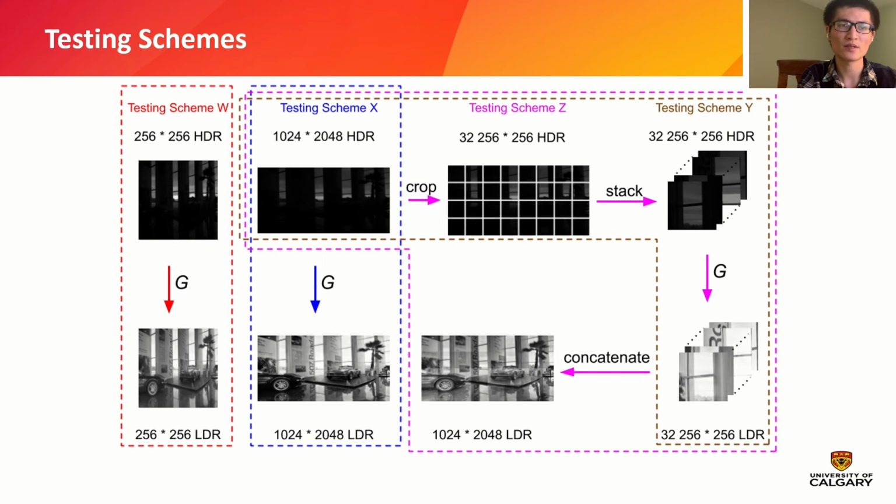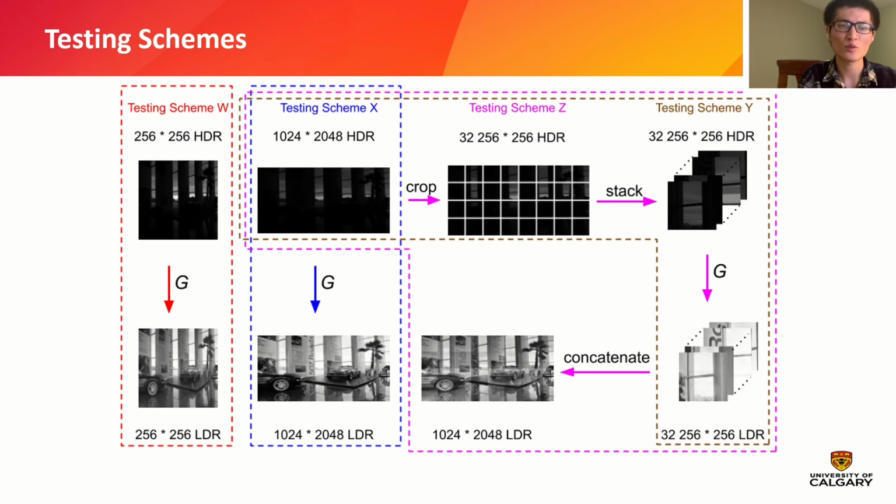For testing scheme W, we resize HDR images into 256 resolution and use the generator to generate its LDR image. The red box shows the process of testing scheme W. For testing scheme X, we resize HDR images into 1024 × 2048 resolution and use the generator to generate its LDR image. The blue box shows the process of testing scheme X.